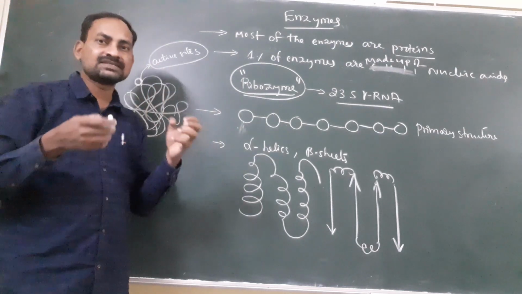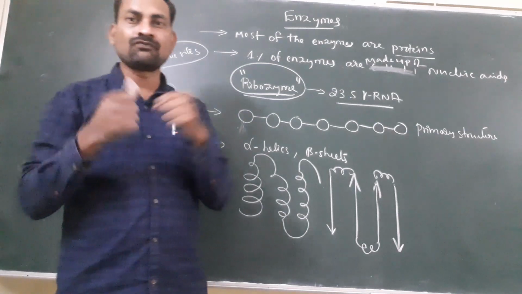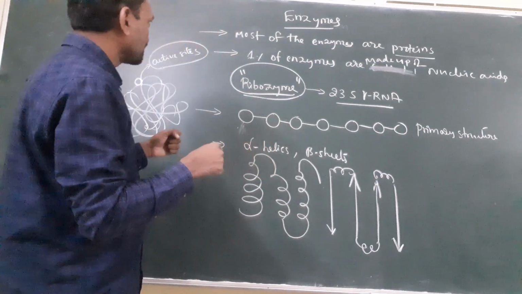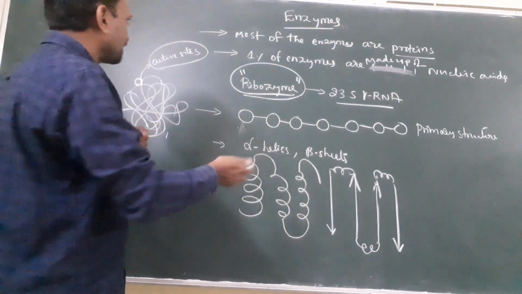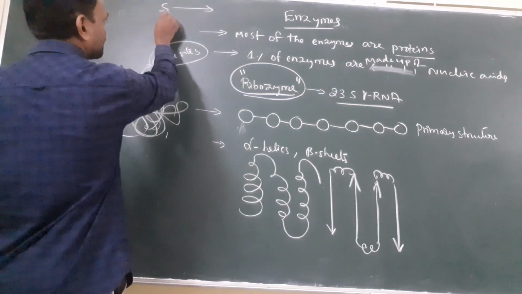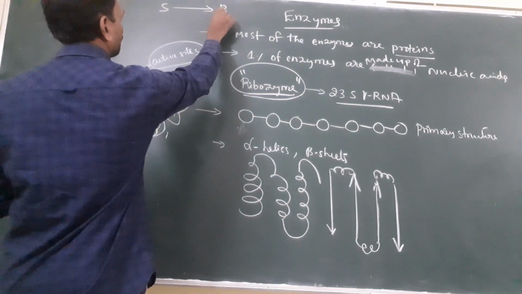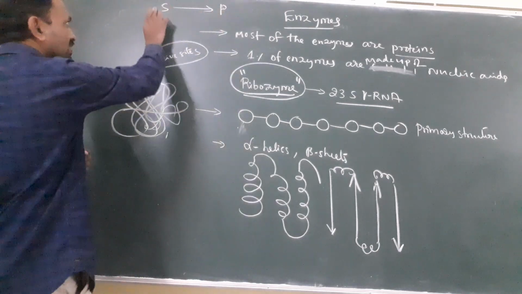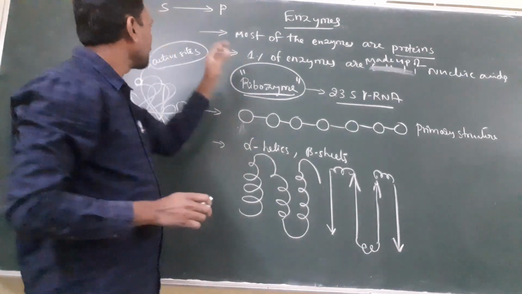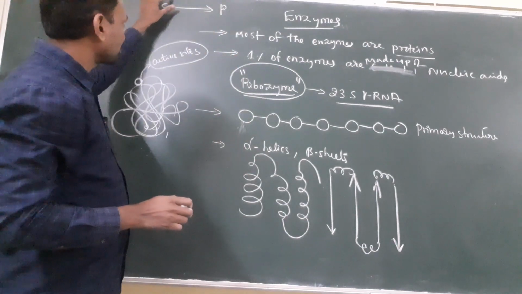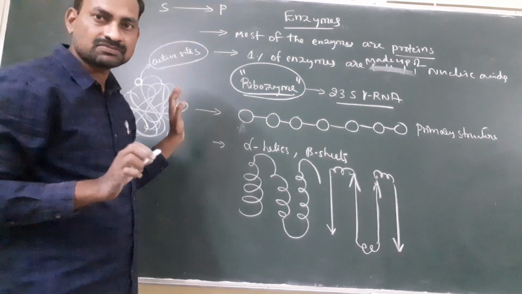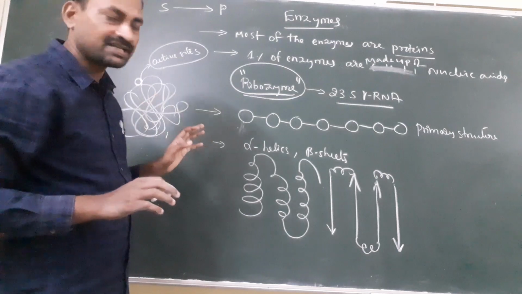So after binding of the substrate with the enzyme, what happens? Generally, in any chemical reaction, what happens? A chemical reaction is indicated with S giving rise to P. So here S means substrate, P means product. So here substrates are converted to products. So that is a general chemical reaction.